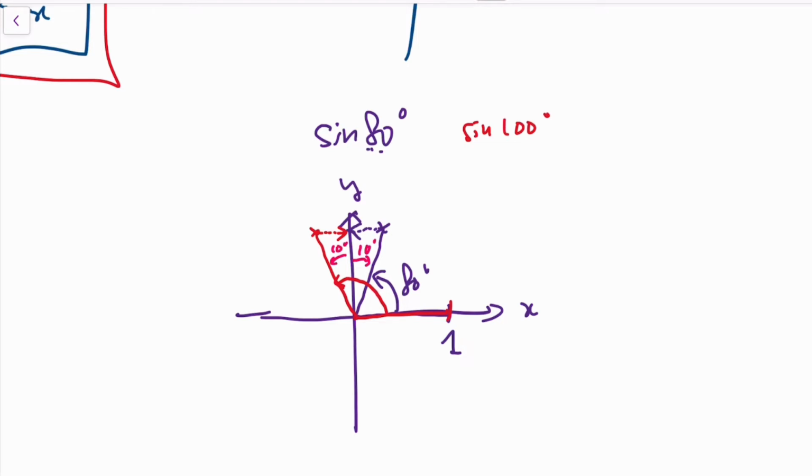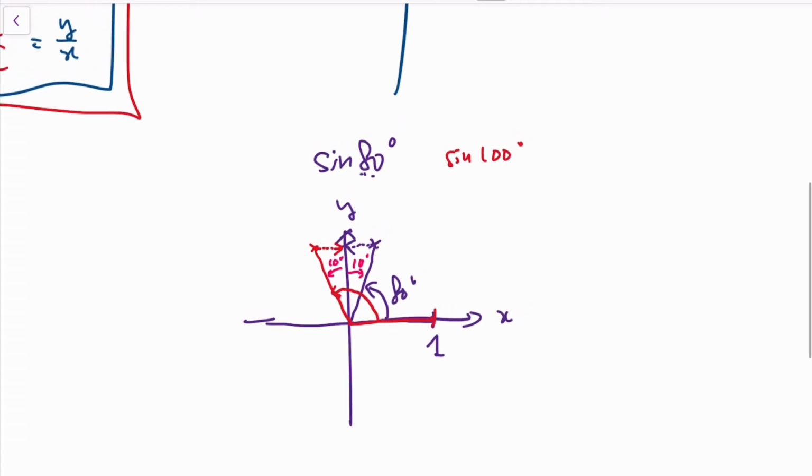So these two lines are actually symmetric about the y-axis. What that means is these 2 points must have the same y coordinate. But the value of the y coordinate is exactly the value of sine 80 and sine 100. Therefore, they must be the same, simply because these 2 points have the same y coordinate. So the conclusion is sine 100 is actually the same as sine 80.